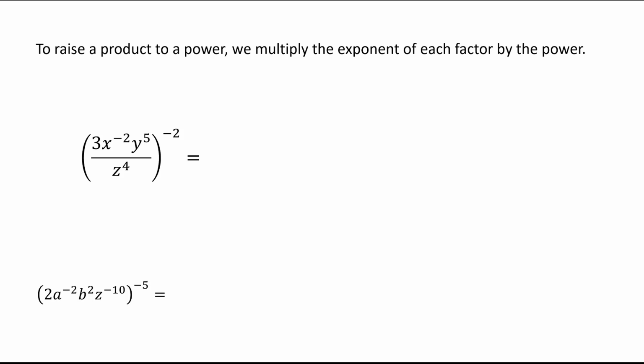So remember that 3 is not an exponent, it is a base. So we don't multiply 3 by negative 2. We raise 3 to the negative 2 power. So when we distribute that negative 2 power to all the exponents in that parentheses, this is what it looks like. We're going to have 3 to the negative 2 power. And then we're going to have x to the negative 2 times negative 2, which would be to the fourth. And then we're going to have y to the fifth raised to the negative 2. So we multiply 5 times negative 2 and get negative 10. And then the z is to the fourth, so we multiply 4 times negative 2 and get negative 8. So those are the exponents we have.